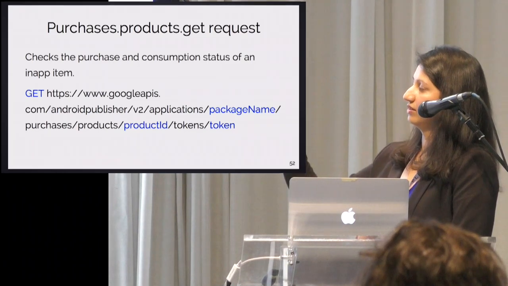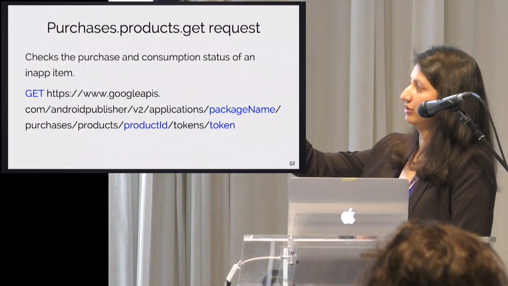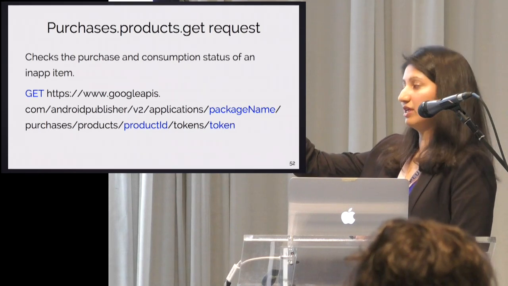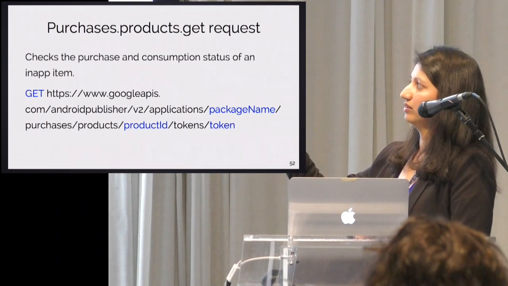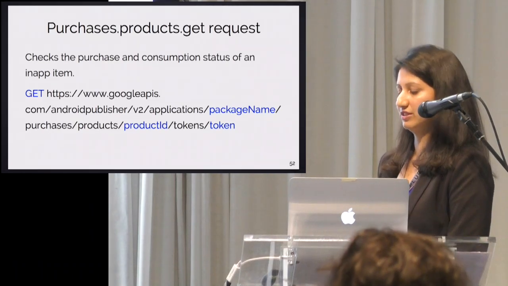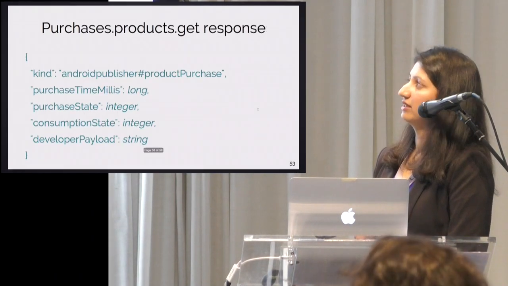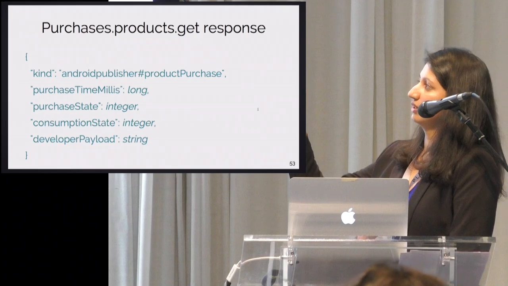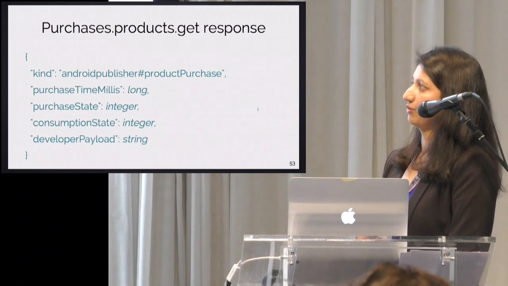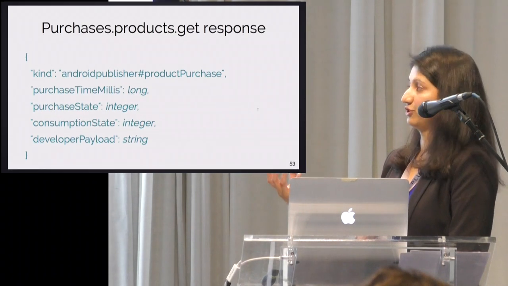So here's a quick example. Just make sure you hit this URL. Send in the package name, the product ID, and the token that you got from your purchase data, and you should get this response. This is showing what kind of purchase it is. It says it's a product purchase, which means it's a managed product.